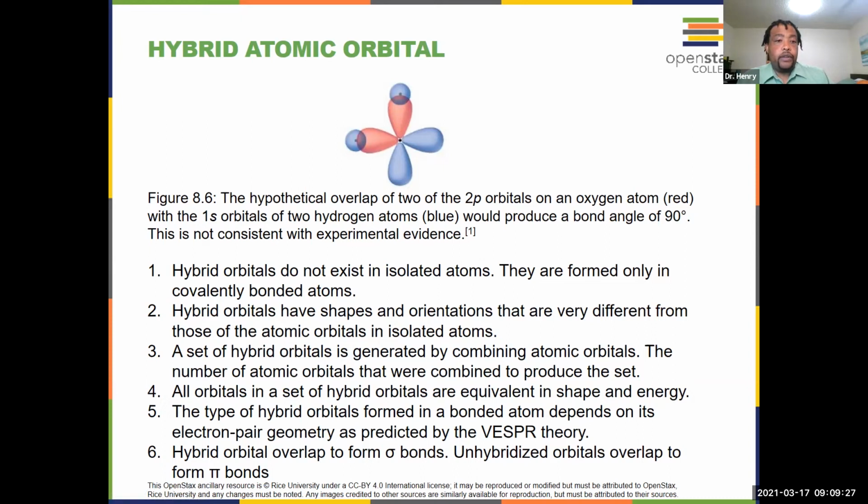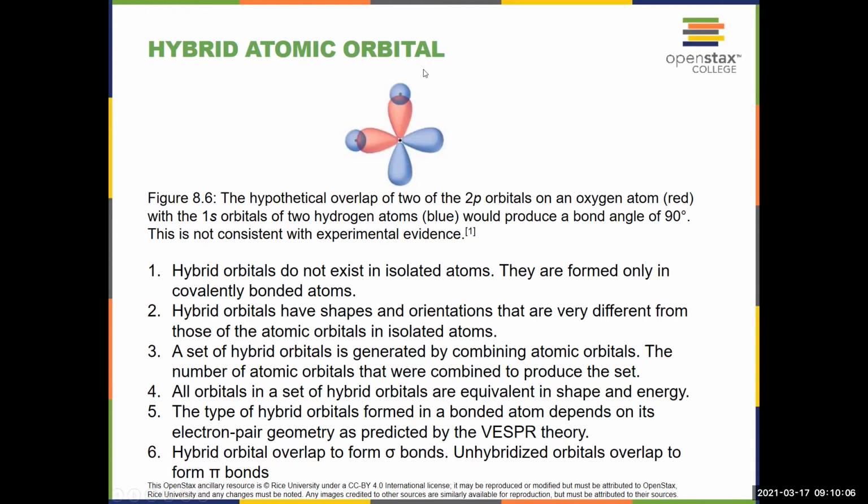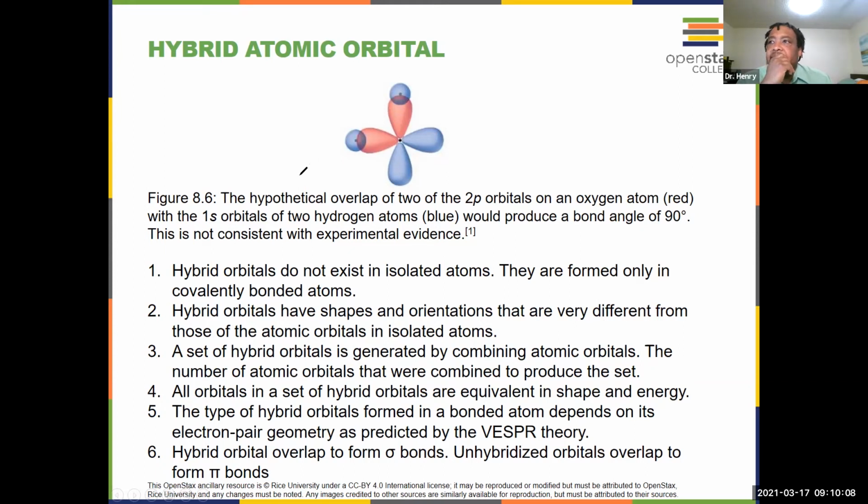Think of the s orbital as round, and the p orbitals as dumbbells, and the hybrid orbitals are going to be something a little bit different. Their shape is going to be slightly different from the atomic orbitals, and their orientation is also going to be slightly different. Are you with me right now? Kind of.